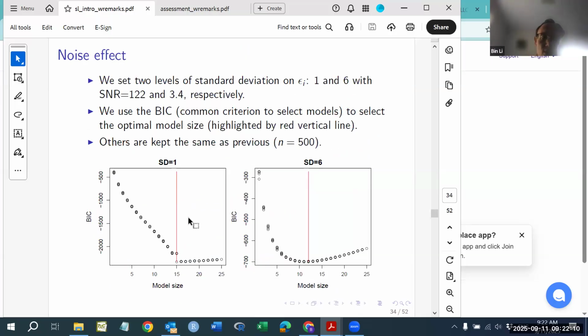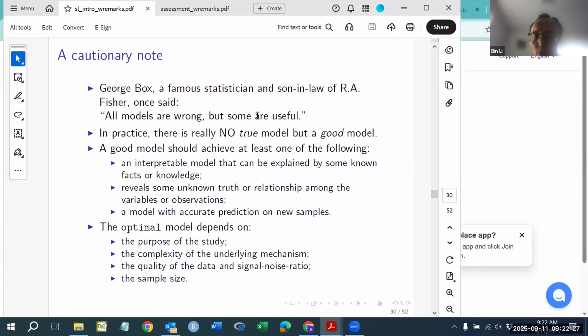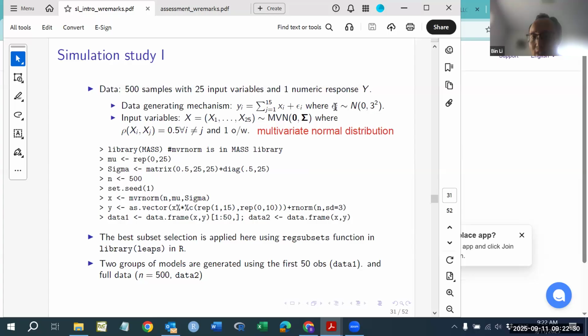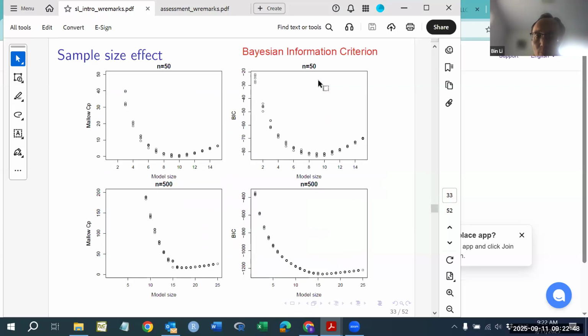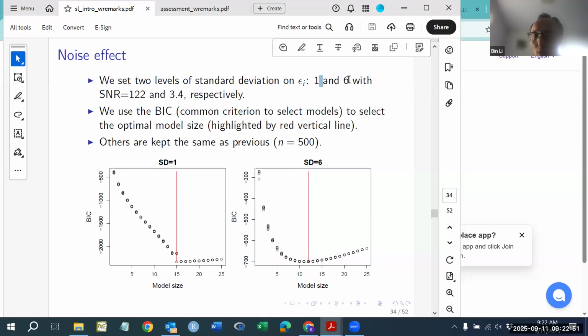And also in this simulation, I also examine the noise effect. So I set 2 levels of standard deviations on the additive noise, 1 and 6. Epsilon i follows the normal distribution with mean 0, and the mean is always 0. I don't change that, but I can change the variance or the standard deviation, right? So here I'm replacing the 3 as the standard deviation. In here, I'm changing it to 1 and 6.